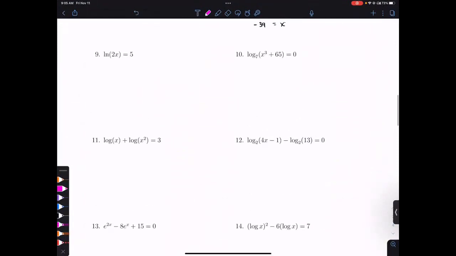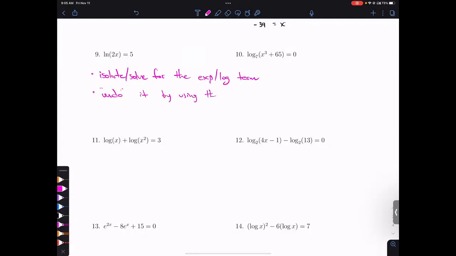Remember, the basic idea from what we talked about yesterday is that you want to isolate or solve for the exponential or the log term, and then undo it, right, by using the opposite or the inverse. So if it's an exponential, then rewrite it as a log or take a log. If it's a log, then rewrite it as an exponential or exponentiate both sides, kind of the same idea. And then sort of finish the problem, right?